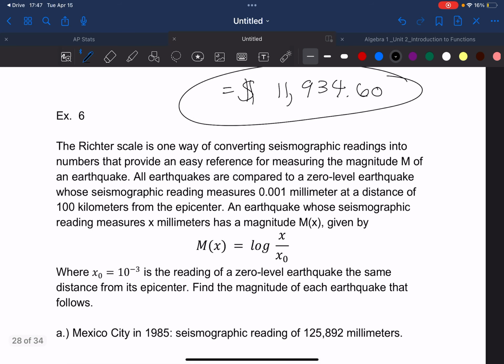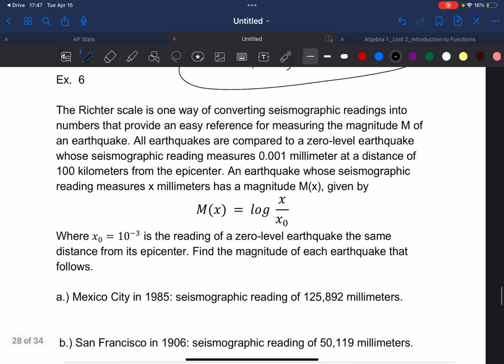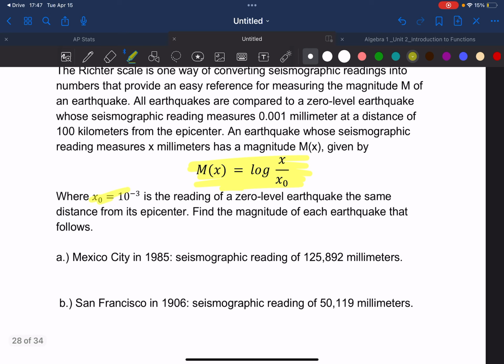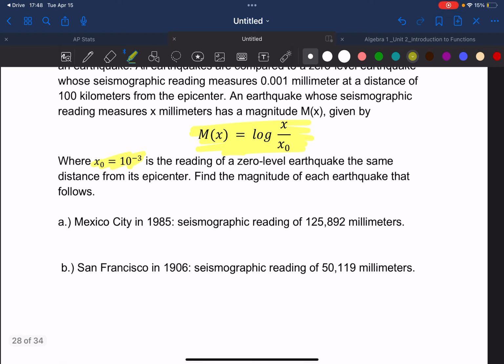This next problem is an application for logarithms. It says the Richter scale is one way of converting seismographic readings into numbers that provide an easy reference for measuring the magnitude of an earthquake. All earthquakes are compared to a zero-level earthquake whose seismographic readings measure 0.001 millimeters at a distance of 100 kilometers from the epicenter. An earthquake whose seismographic readings measure x millimeters has a magnitude given by this formula. So this is the formula we're going to use, where x naught is equal to 10 to the negative 3rd power. It says find the magnitude of each earthquake that follows.